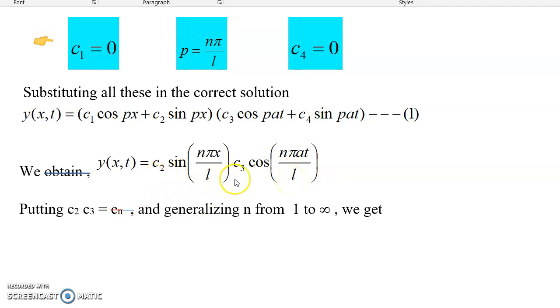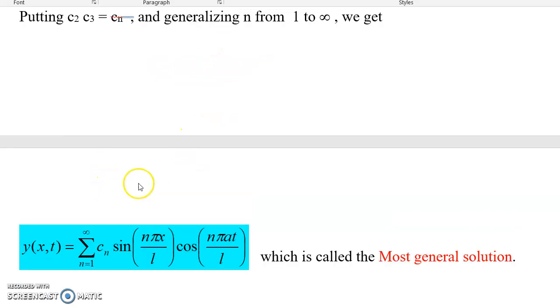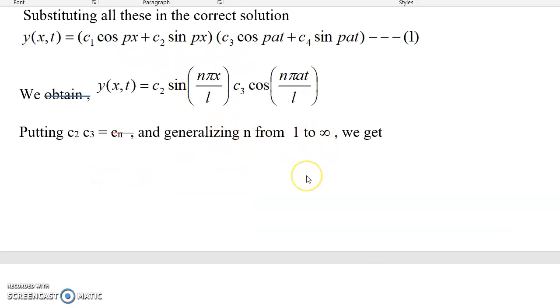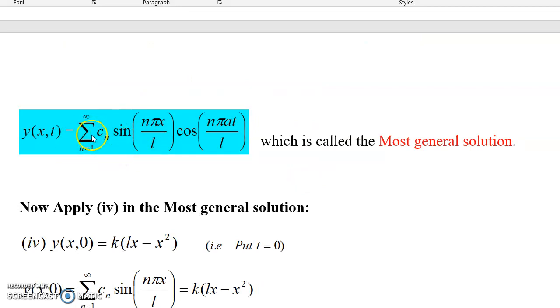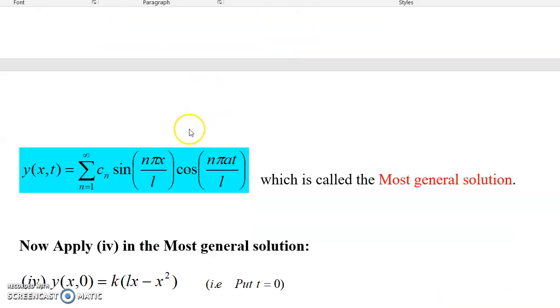Now substitute C2 into C3, that constant, as a general constant Cn, and vary the value of n from 1 to infinity. This process is known as generalizing a solution. So I write Cn in the place of C2 into C3, and I vary all the values of n from 1 to infinity, so I put a summation n equal to 1 to infinity, Cn into sin n pi x by L into cos n pi at by L. So this is known as the most general solution.